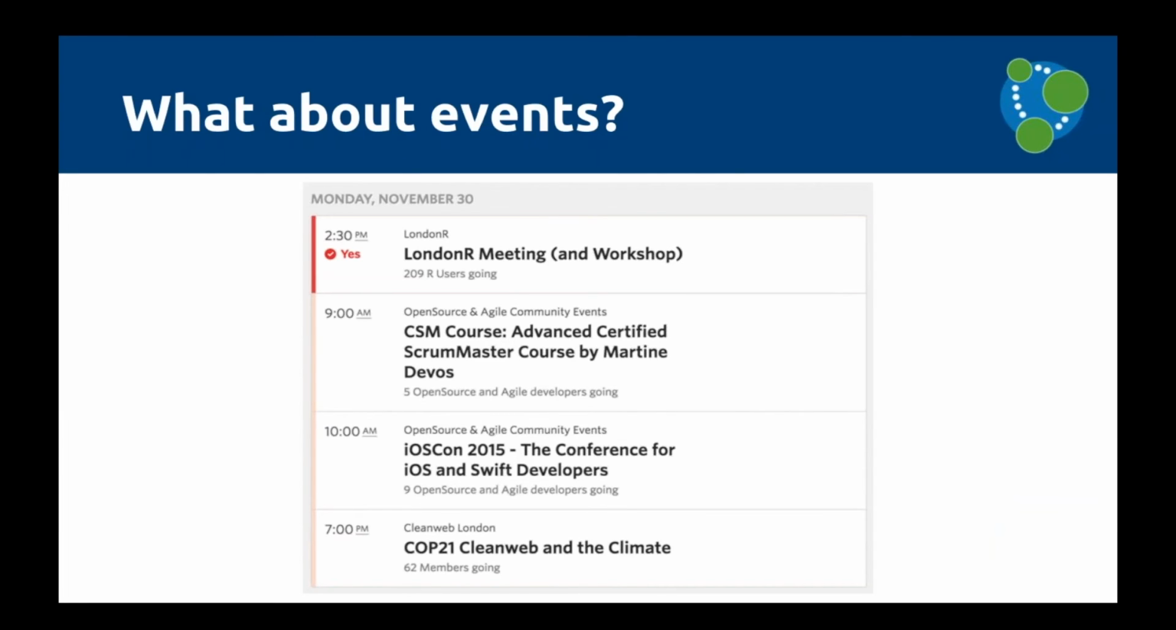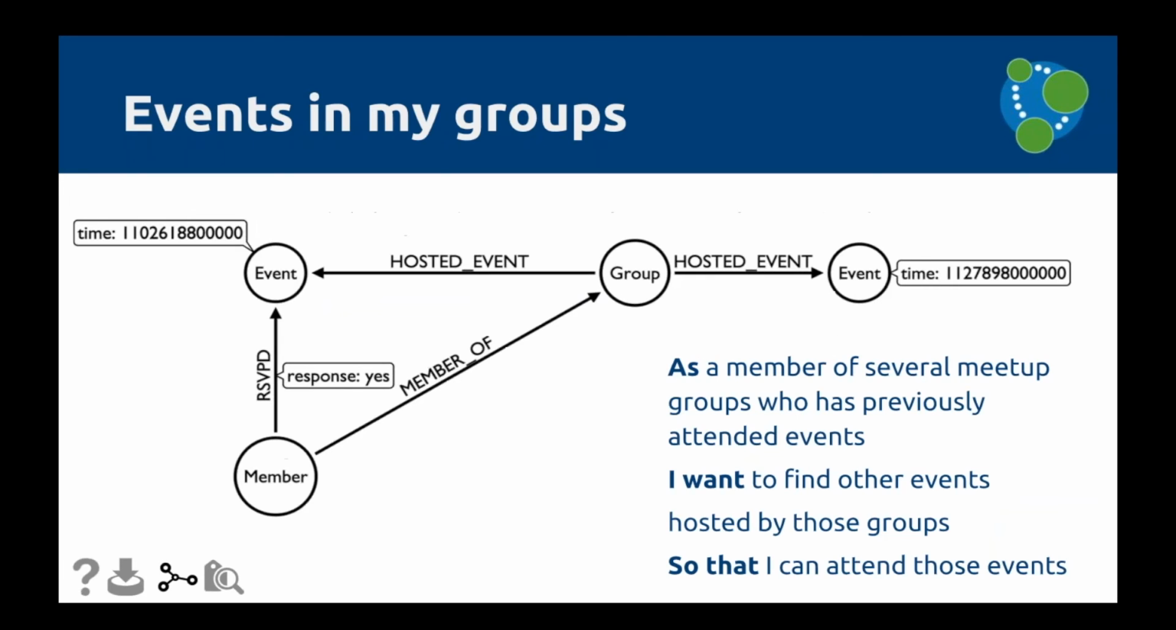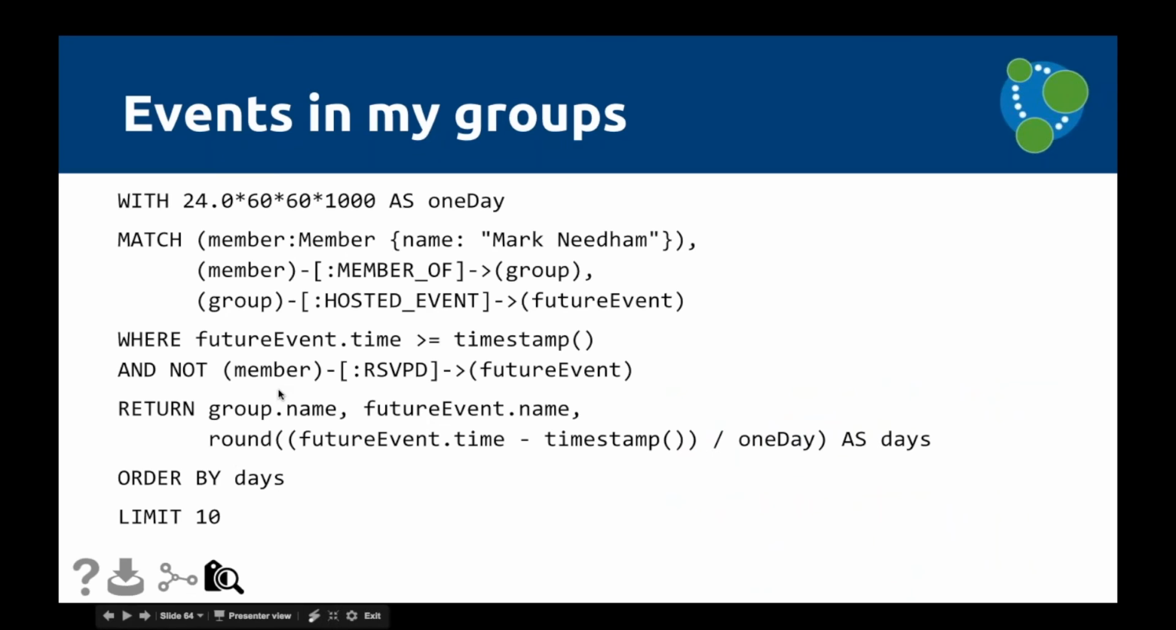So what about events? This is one of the main chunks of data that they've got on Meetup, making event suggestions. And so we might want to start off with a simple query. So we'll just suggest events for groups that you're already a member of. And so we're going to introduce a couple of things. We're going to introduce a link between groups and events, so a group can host an event. And we've also got RSVPs in as well, which we're going to use in just a bit.